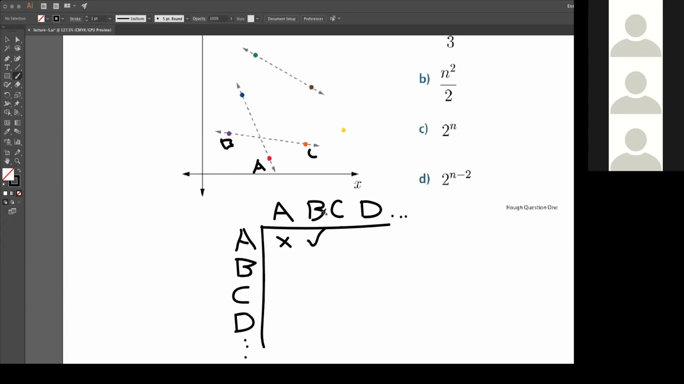So between A and B, there could be a line. Between A and C, there could be a line. Between A and D, there could be a line, right? So that's 3 lines we have to check so far. Now what about here? For A and B this way, do I have to check the line between A and B? Do I have to check the line between B and A? What do you think? Throw it in the chat window.